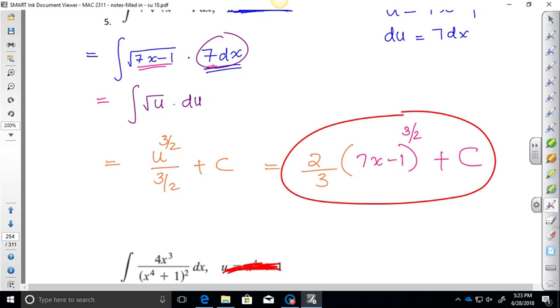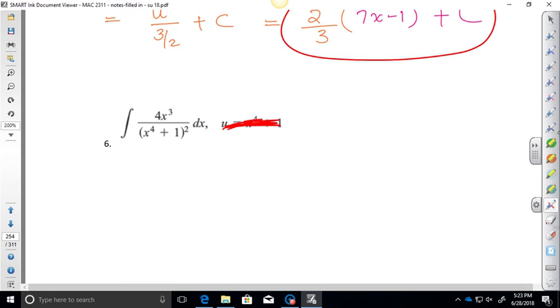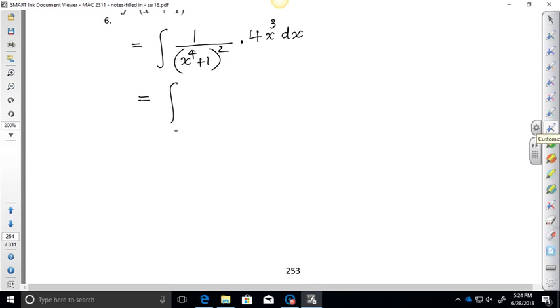Look at the next problem. Which one is the composite function here? The composite function is 1 over x to the 4 plus 1 squared, right? And the leftover is 4x cubed dx. Actually, I can write it like this. I can write the integral of x to the 4 plus 1 to the negative 2 times 4x cubed dx.